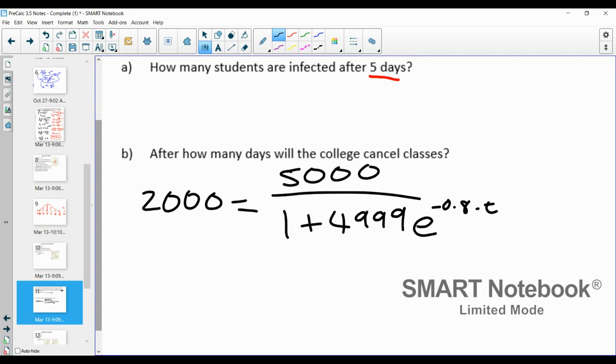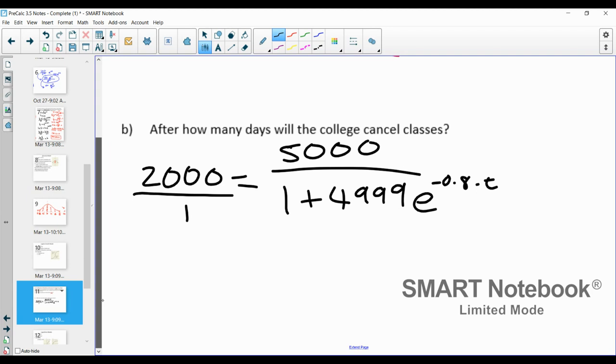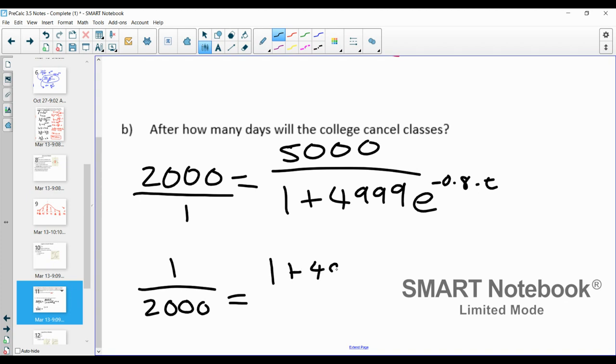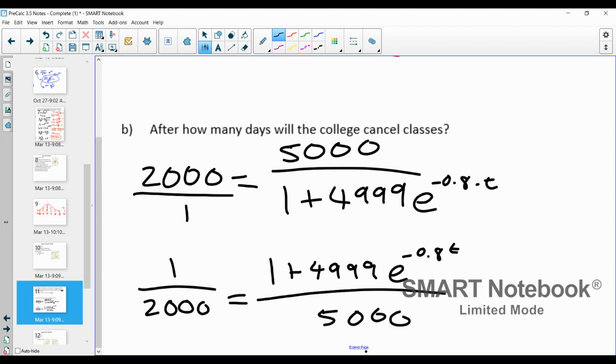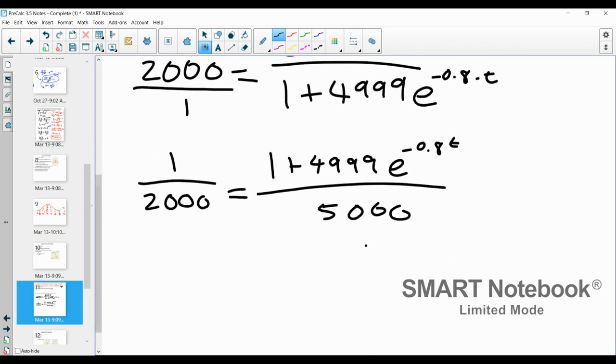What I'm going to do, and this is going to be kind of weird, is flip both sides. So this is going to be 1 over 2,000 equals 1 plus 499 e to the negative 0.8t, all over 5,000. I'm flipping both sides because I just didn't want to multiply by that mess on the bottom. It's a little cheap move, but it's definitely legal to do. So I'm going to multiply both sides by 5,000 now.